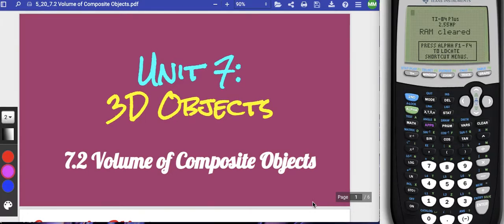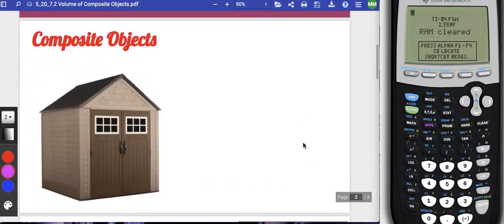Hello everyone, welcome back to our geometry class. Today we are going to continue our conversation about 3D objects, and we are going to continue focusing on the volume, the topic of volume. And this time we are going to look at different kinds of objects. So let's quickly check an example here.